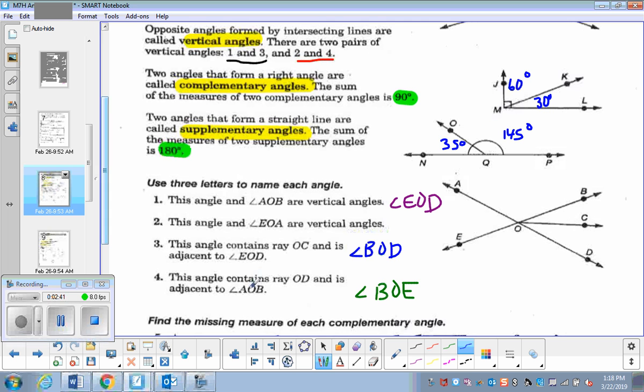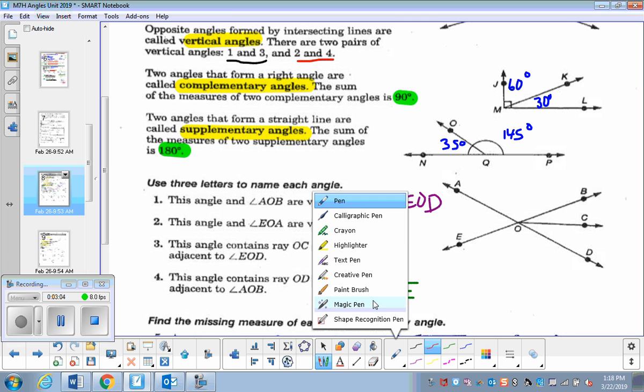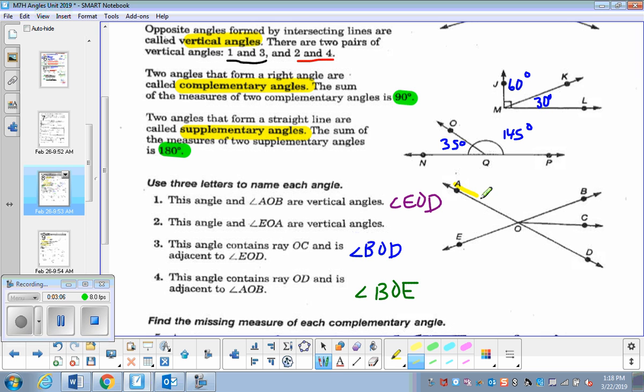Now down here in this section, we're going to try to identify certain angles from this picture. So please don't just write down these answers and move on. I want you to really watch me identify which angles are vertical or complementary, or adjacent. So for the first one, we want to know which angle is vertical to angle AOB. Now I'm going to bust out my highlighter, and angle AOB is right there. That's the yellow angle. So I want to know which angle is vertical to that, which means it's angle EOD.